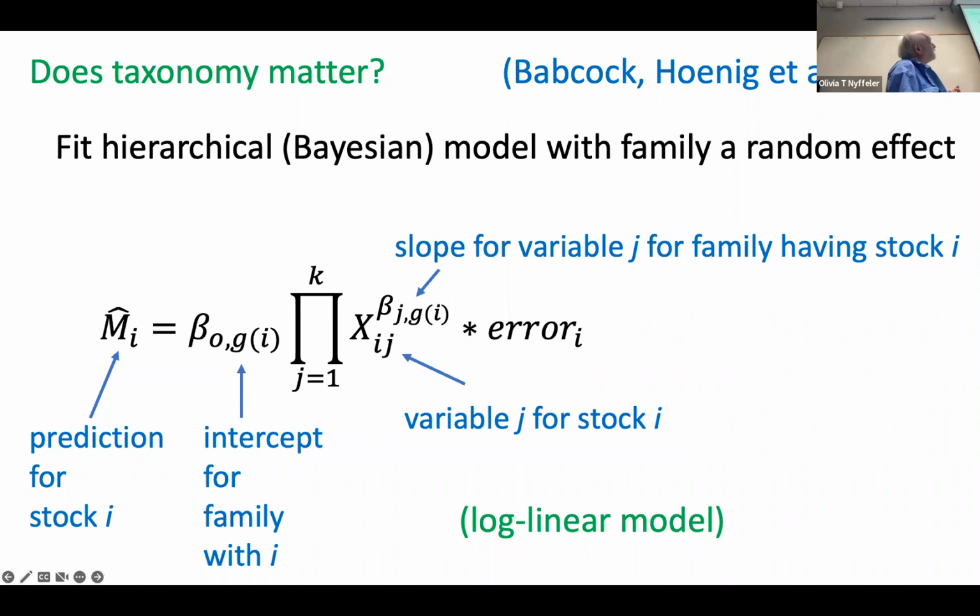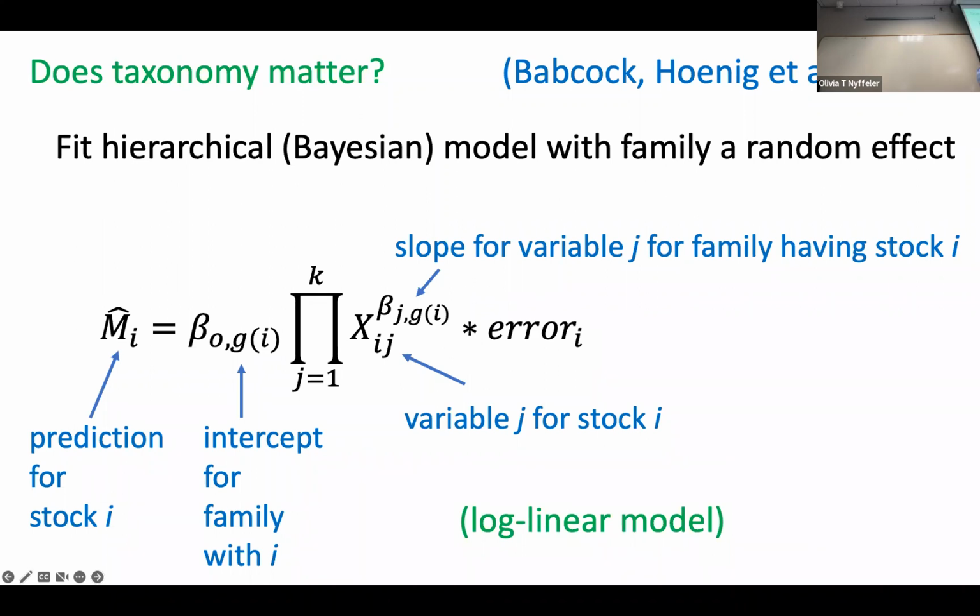So then a lot of people have said, well, but does taxonomy matter? I have this relationship for natural mortality as a function of longevity. But if I knew that it's a shark or it's a salmonid or a centrarchid, would that tell me more, like, oh, then the relationship should be shifted? So Beth Babcock at the University of Miami asked for the data Amy had compiled, and she fit a hierarchical Bayesian model with family being a random effect.